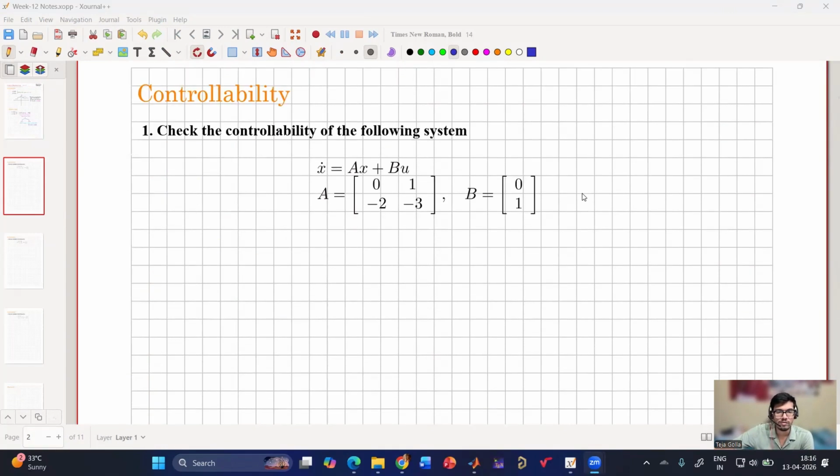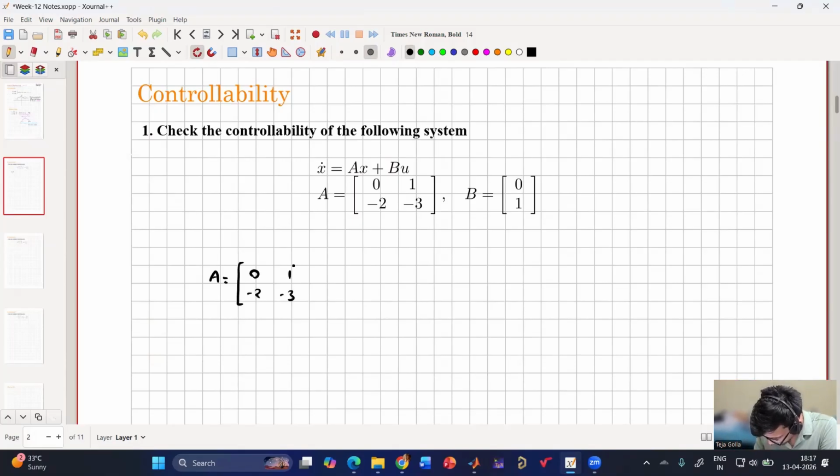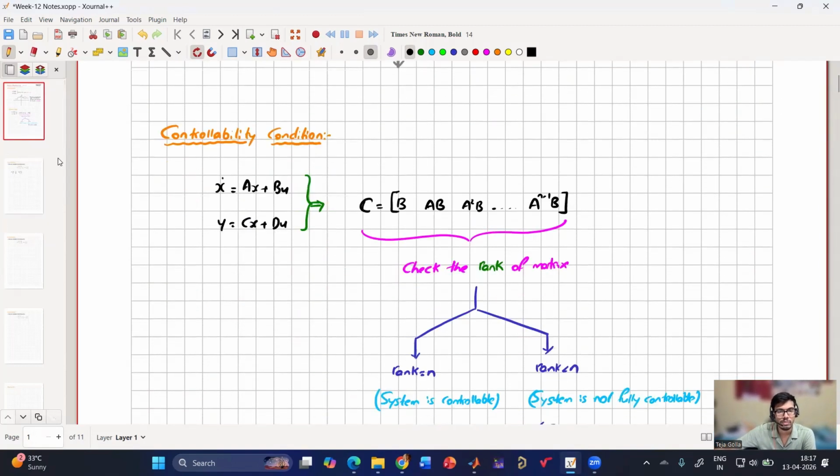Check the controllability of the following system. So here they have given one question with A and B matrices where A is 0, 1, minus 2, minus 3 and B is 0 and 1. So let me rewrite them. A is nothing but 0, 1, minus 2, minus 3 and B is 0, 1. Okay, so we have to check the controllability matrix. So let me copy that.